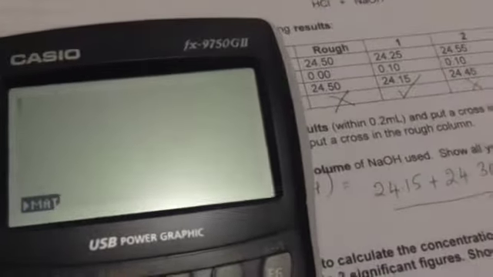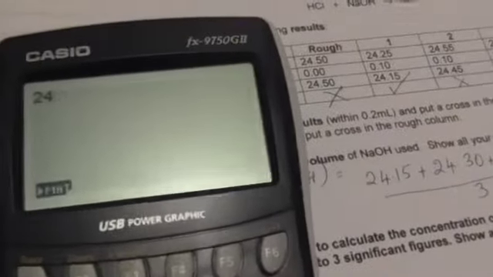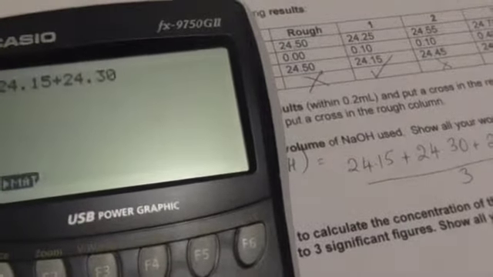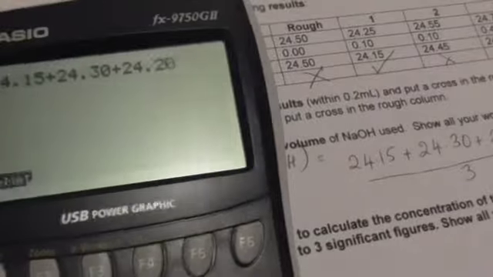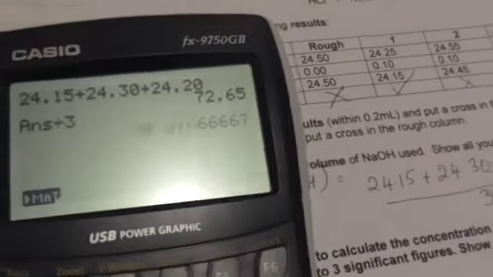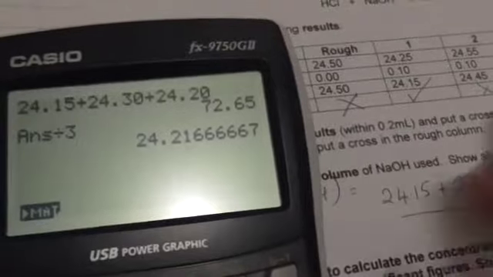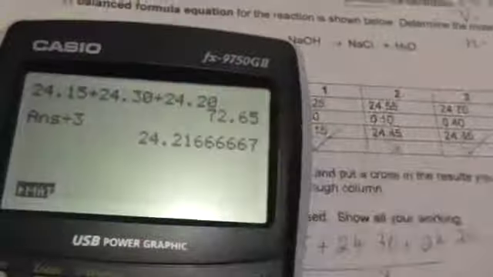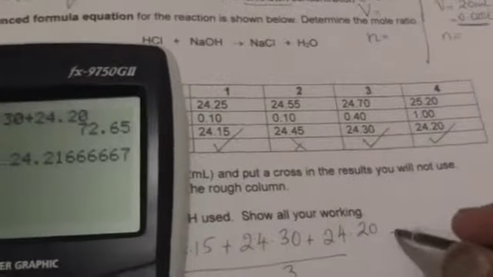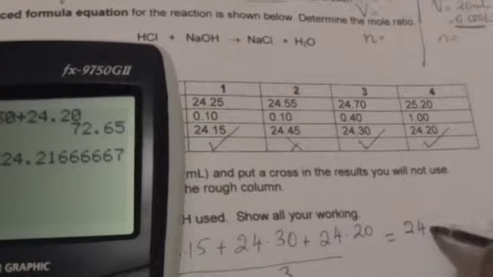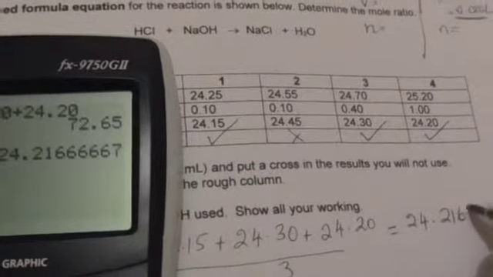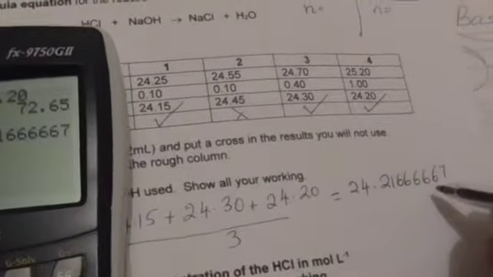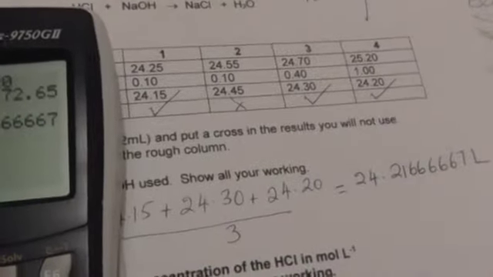So if we take our calculator and enter these three numbers: 24.15 plus 24.30 plus 24.20, divided by 3, I'm going to write down all the numbers that are there on the calculator. I'm not going to leave any of them out. So the answer here will be 24.21666667.